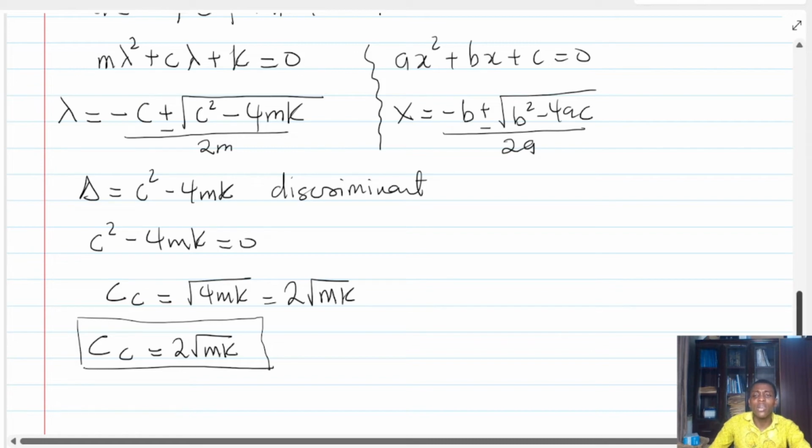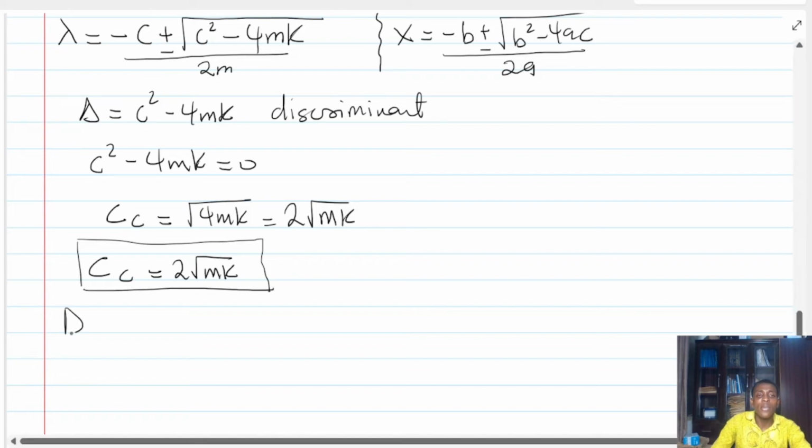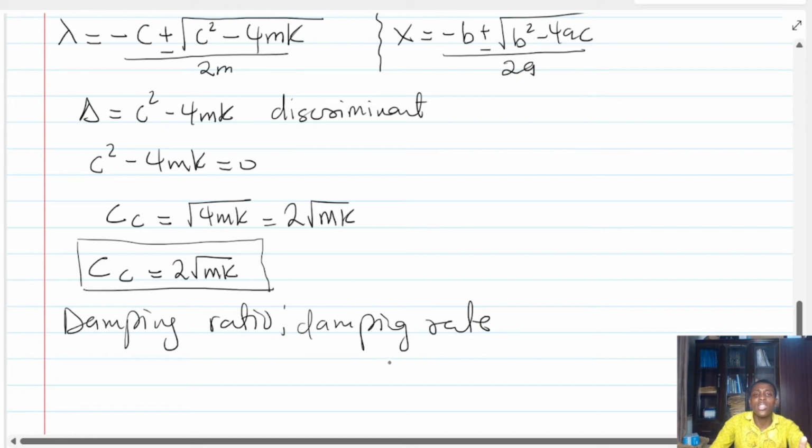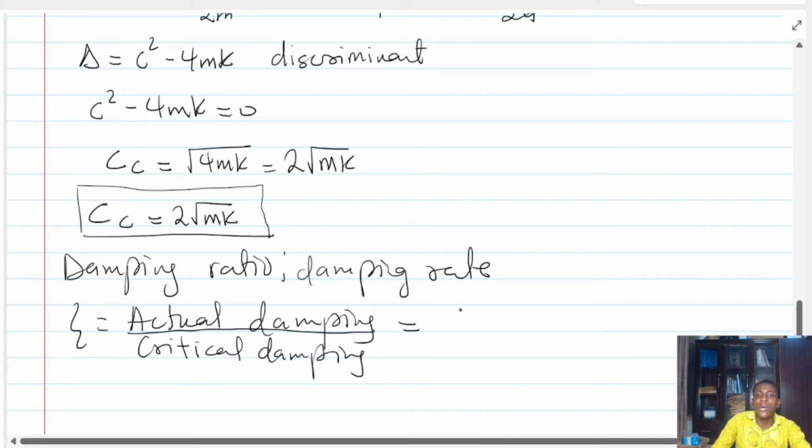And what do we mean by critical damping coefficient? We already have a damping coefficient, which is the c. Therefore, we define a parameter for the damping ratio. So we have what we call the damping ratio, or sometimes called the damping rate. This parameter measures our actual damping. So damping ratio equals actual damping divided by theoretical damping, or critical damping. Is that right? This actual damping is our c, and the critical damping is our cc.